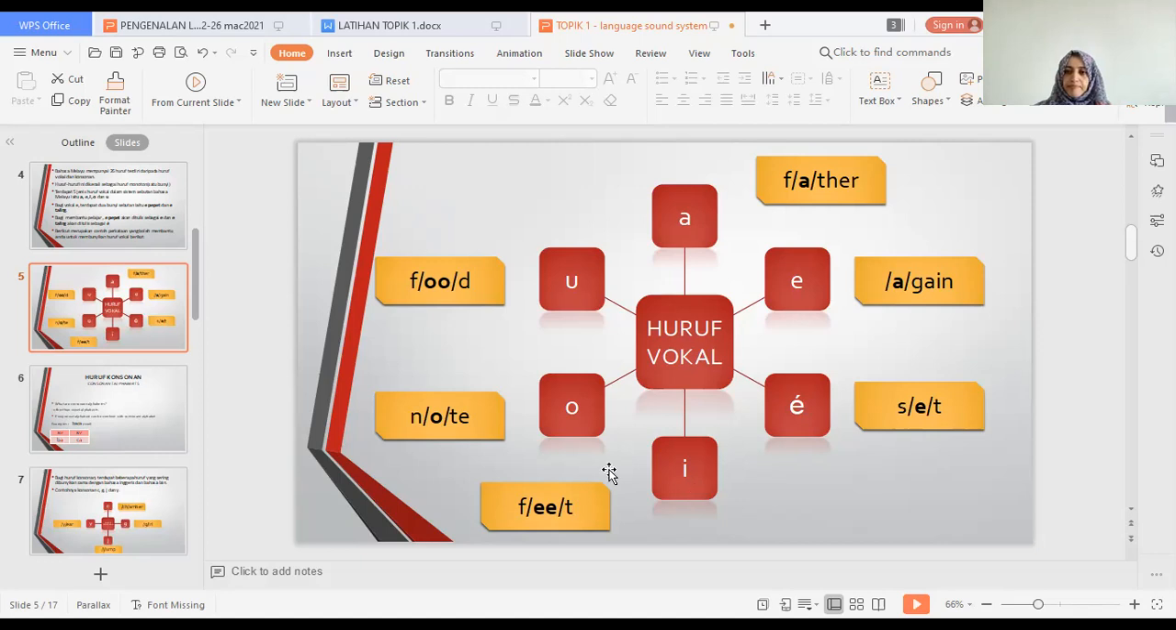Sound I is E. So this one, Safi, are you here? Note. The sound of O in note is O, same as in English. So the last one, Lisa. Food. The sound of U is ooh. Okay, thank you.